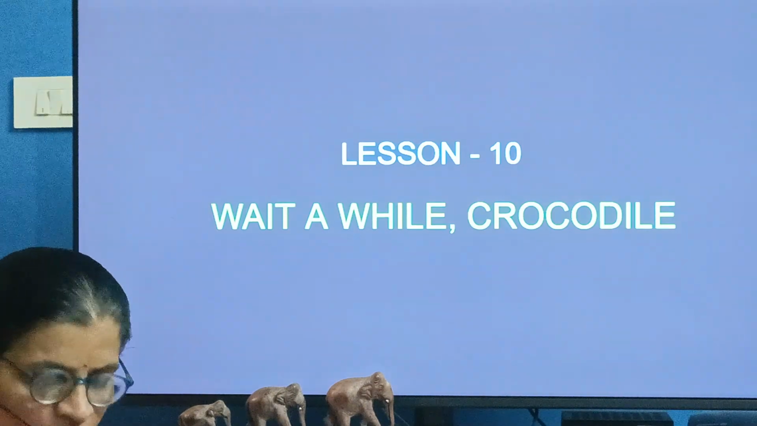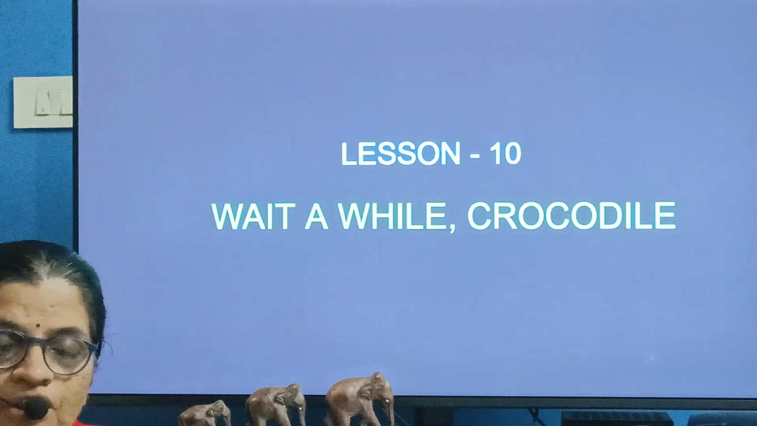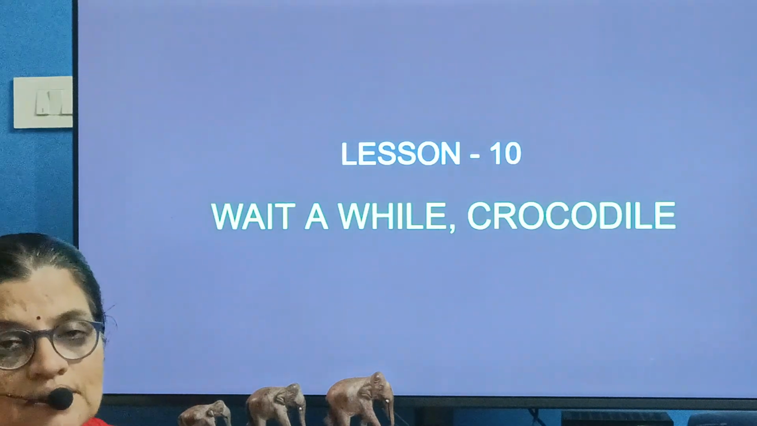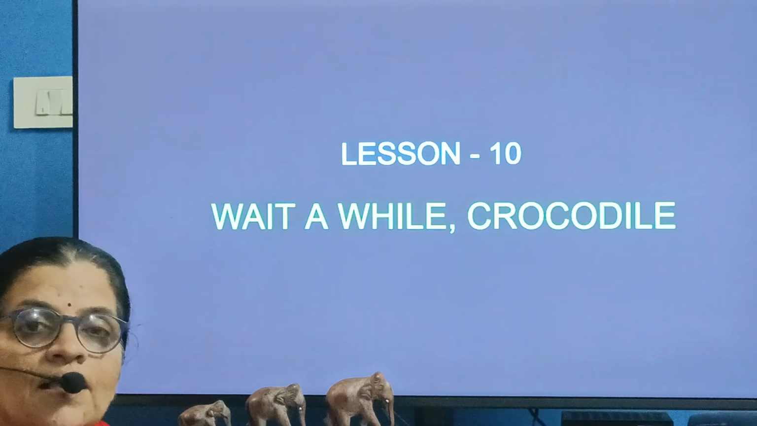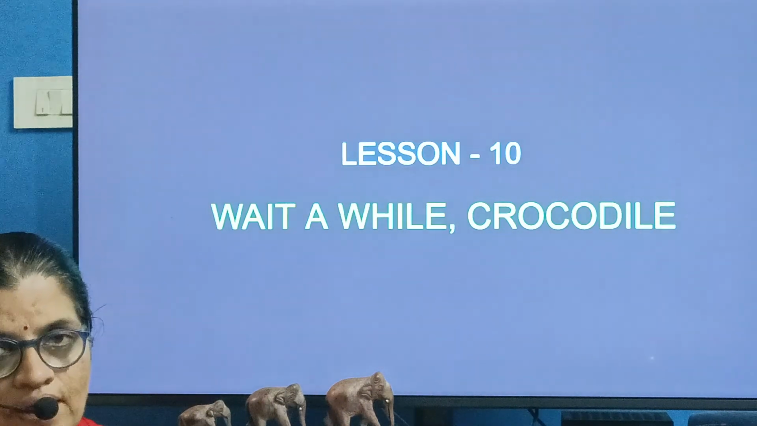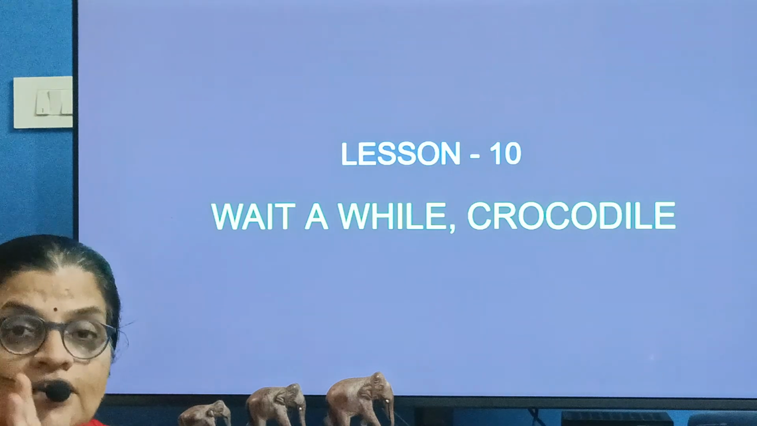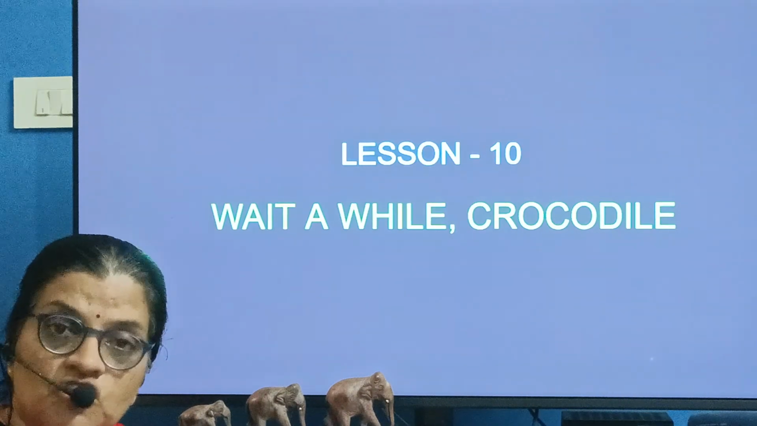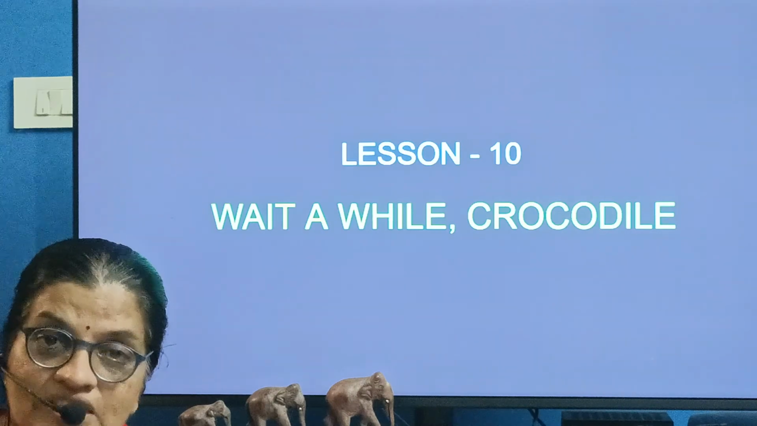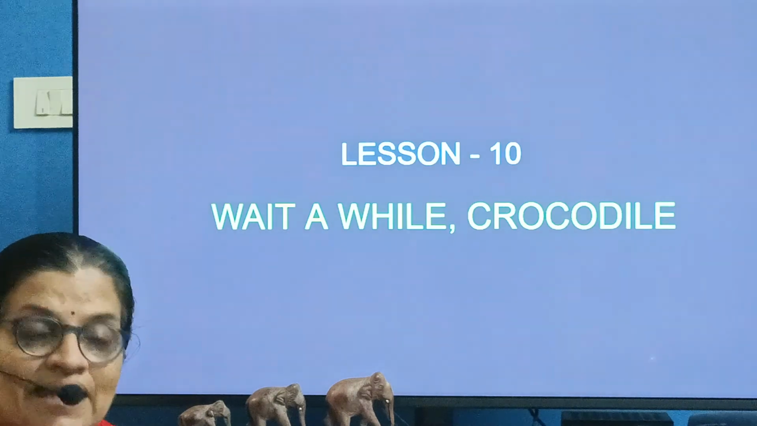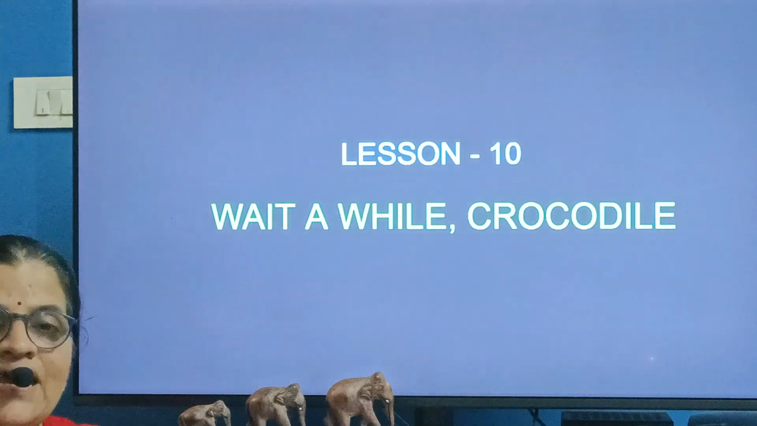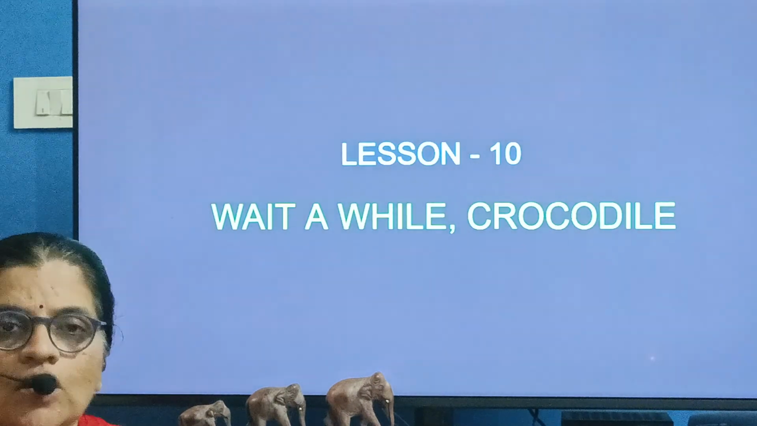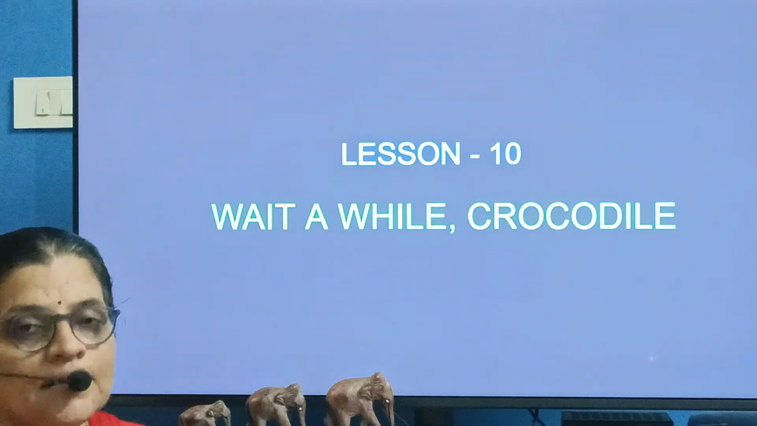Then the crocodile family is a very large family. Different types of crocodiles we can see. But in India, there are three types of crocodiles. Only three types of crocodiles we can see in India. First one is marsh, second one is saltwater, and third one is gharial. These are the three types of crocodiles we can see in India.